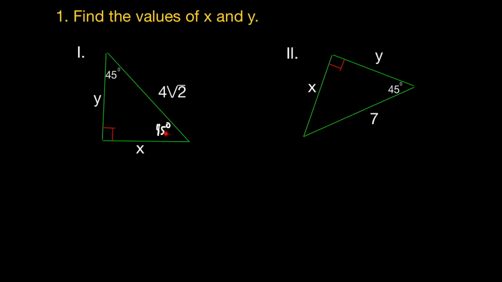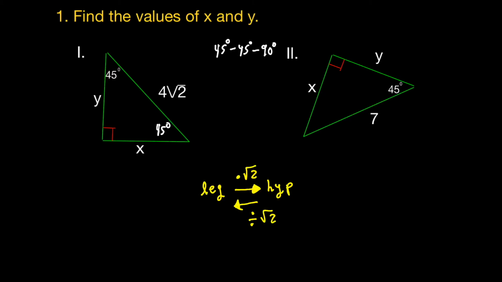Now, since we have a 45, 45, 90 right triangle, we can apply special ratios. So we're going to avoid using the Pythagorean theorem. Now, the special ratio for a 45, 45, 90 has to do with the relationship between the leg and the hypotenuse. If you have the leg, in order to get to the hypotenuse, you're going to have to multiply it by the square root of 2. However, if you have the hypotenuse and you want to get the leg, you're going to do the opposite. You're going to be dividing by the square root of 2.